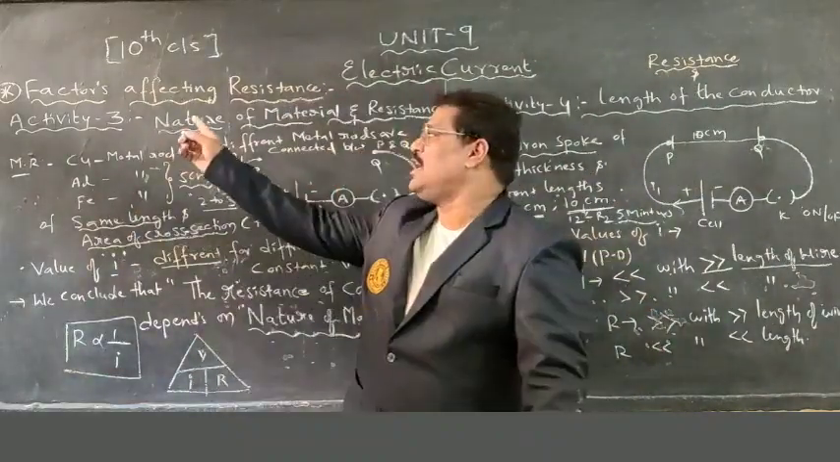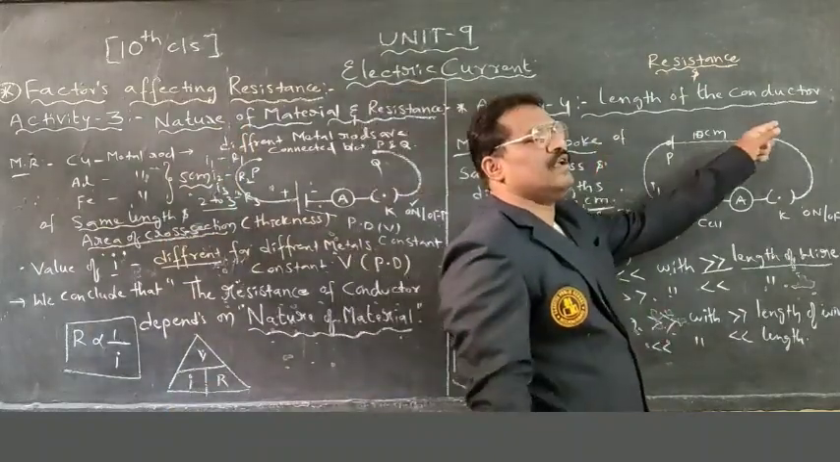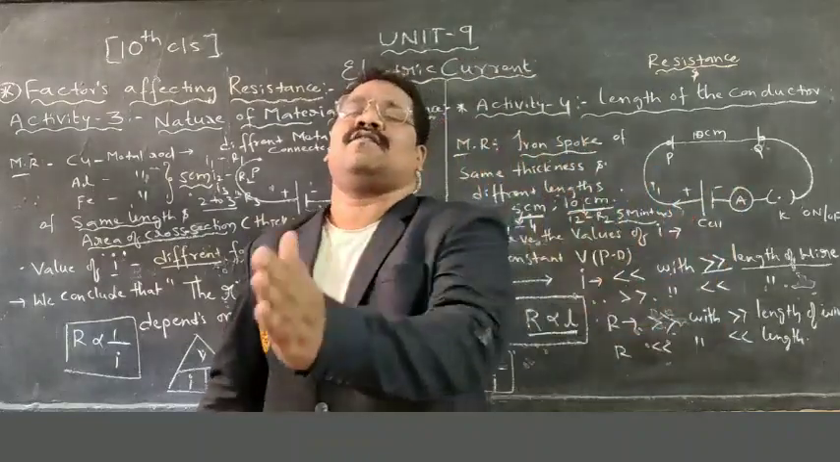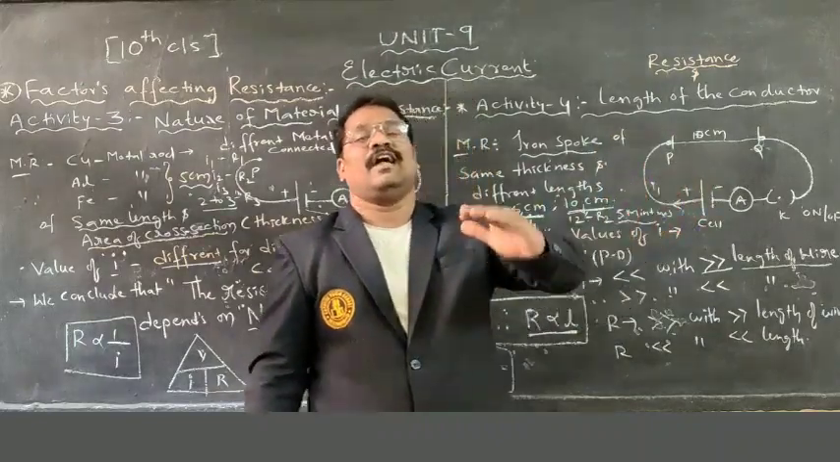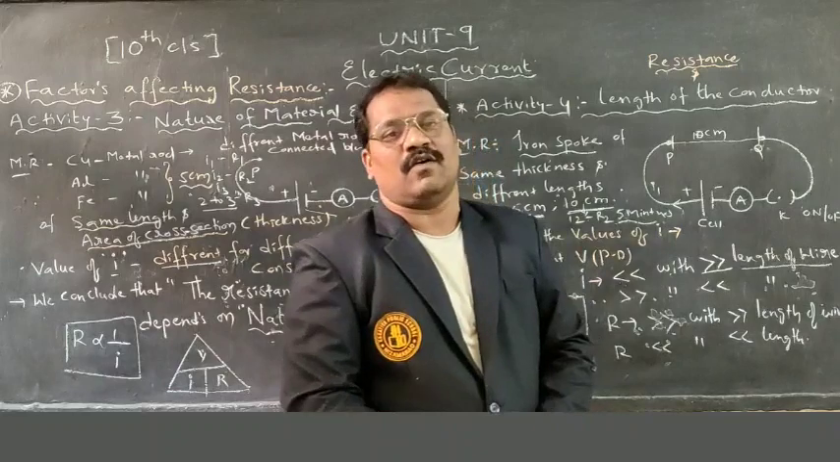Whereas activity 3 was nature of the material and resistance, and activity 4 is length of the conductor and resistance. Activity 5 is area of cross section of the wire and resistance, or thickness of wire and resistance. In the next class, we will discuss that particular concept.